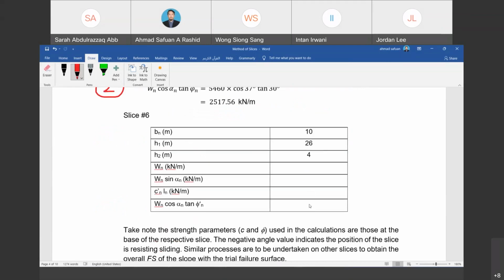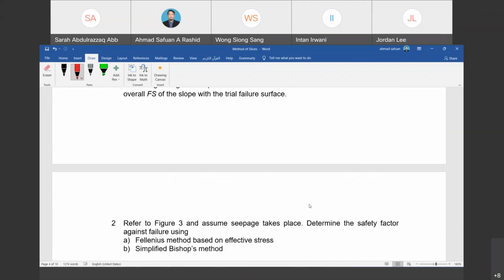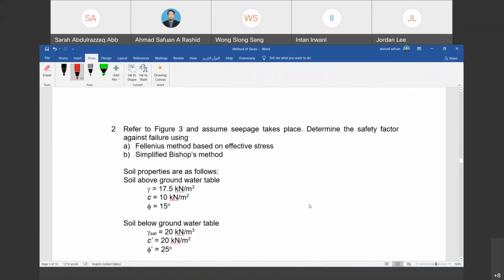Later on, we will look at examples that are very difficult to understand compared to this example. You can look at any other reference book, it's difficult to understand. So this will be another example before we move to Dr. Noli's example. Fillenius method on effective stress, then we try to calculate based on the Bishop method.